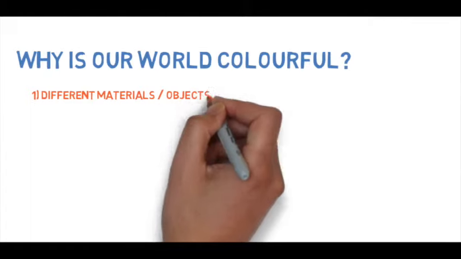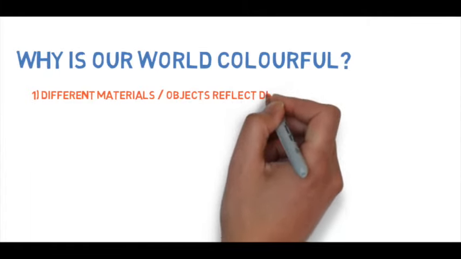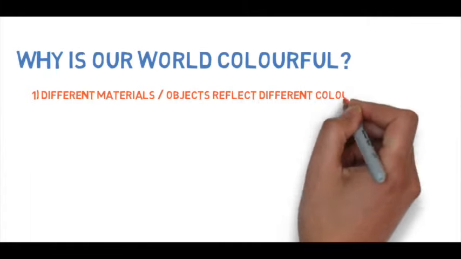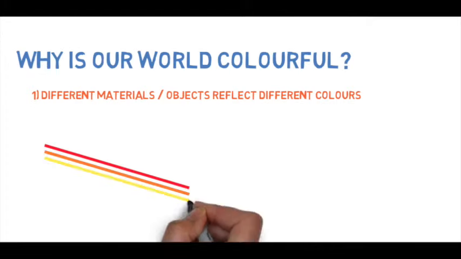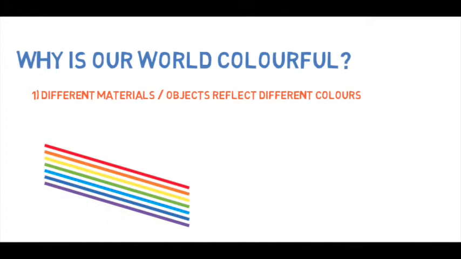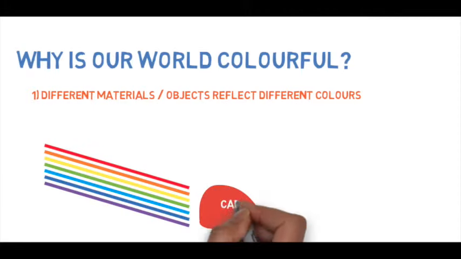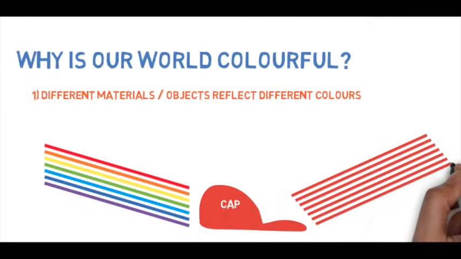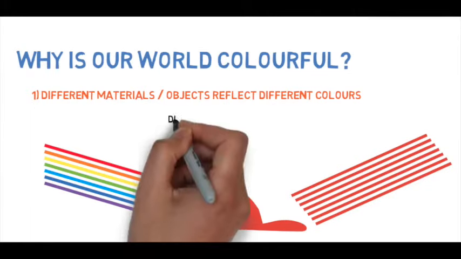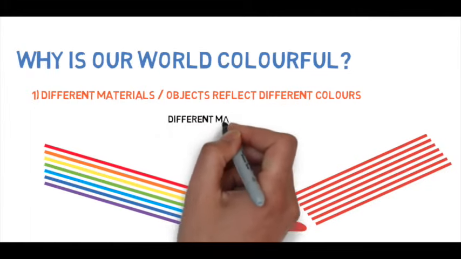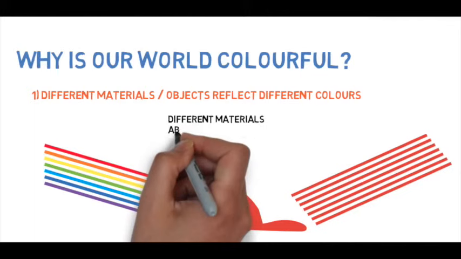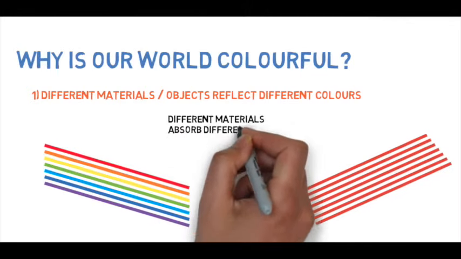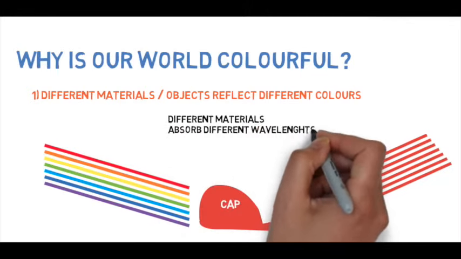Different materials or objects absorb and reflect different wavelengths of light. For example, let us say a white light, which comprises of 7 different colors, falls on a cap, which is red in color. This red cap absorbs the smaller wavelengths of light and reflects back the longer wavelengths of light, which are read in our brain as red color. Hence, the cap appears to us as red.